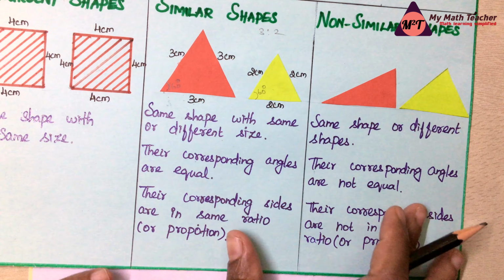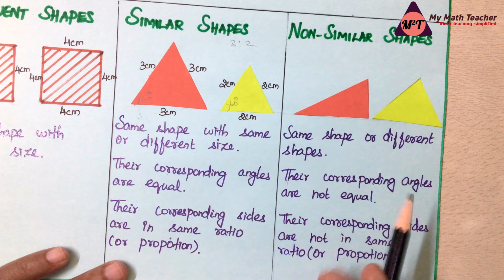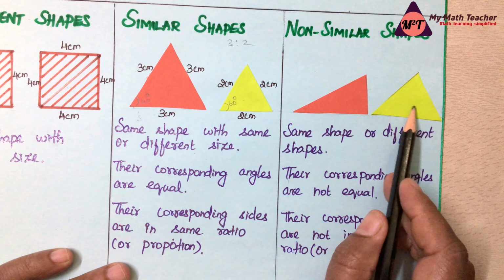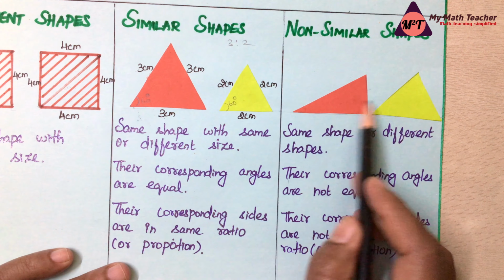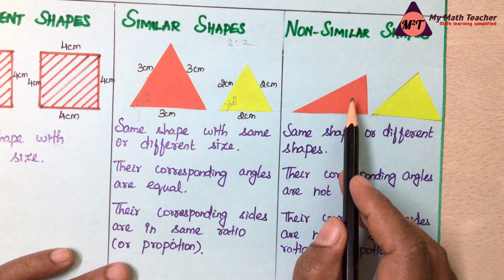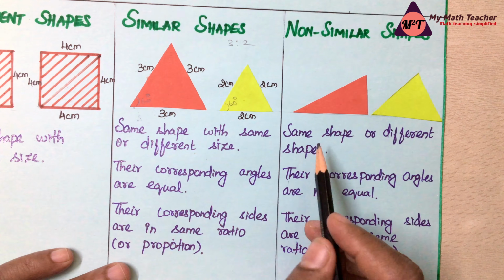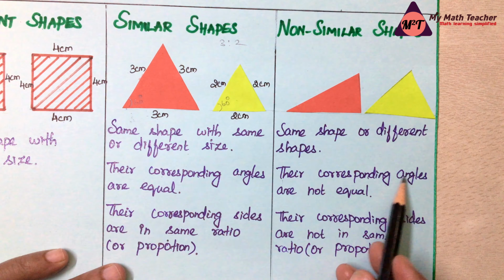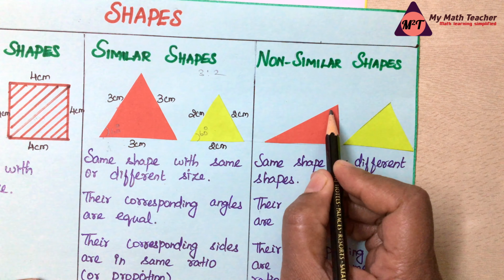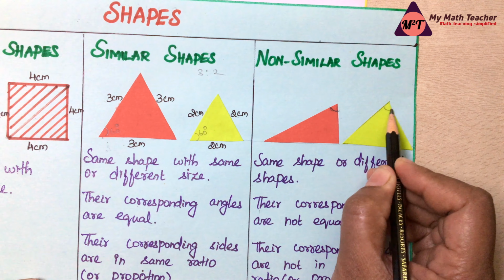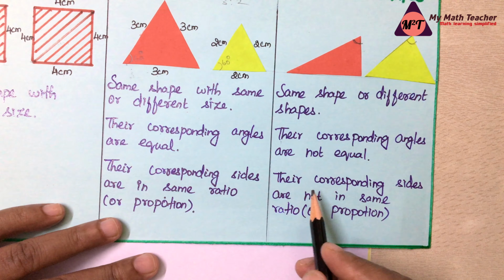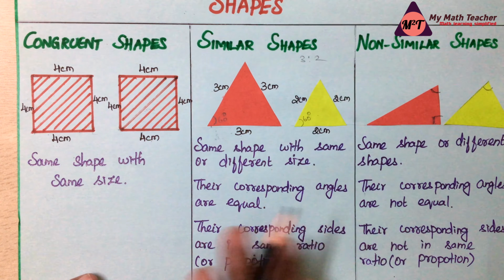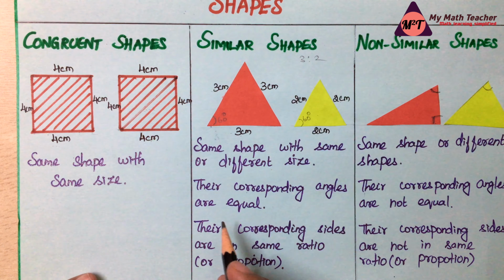Now, non-similar shapes. Here you can see it may be of same shape or different shape. Here I have taken an example for triangles. It may be a triangle or a square, triangle or a rectangle, anything. Same shape or different shapes. Next, their corresponding angles are not equal. From this we can see the angles will definitely not be equal. Their corresponding sides are not in the same ratio. Now, with the help of this information, let us start solving the exercise.